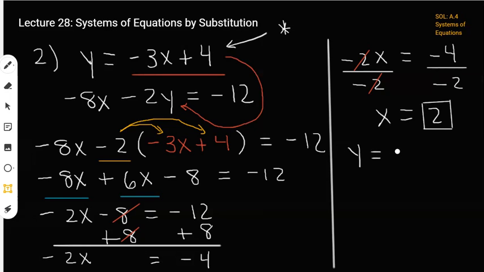So the top equation is y equals negative 3x plus 4. I know that x is 2, so I'm going to put that in for x right here. I get y equals negative 3 times 2 plus 4.